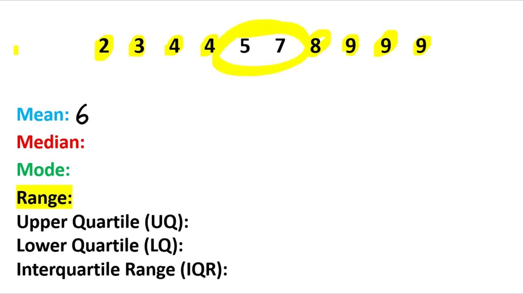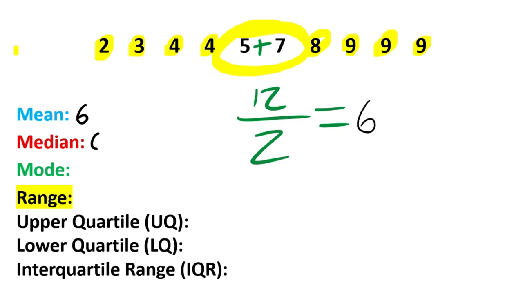Ladies and gentlemen, boys and girls, if we have two numbers in the middle, do you remember what we can do? Well, first, we could add them together. What's 5 plus 7? 5 plus 7 is 12. And then we just divide it by 2. So if ever you have two numbers in the middle and you want to find the median, just add them together, divide by 2. Everybody knows that 12 divided by 2 is 6. So the median is 6.